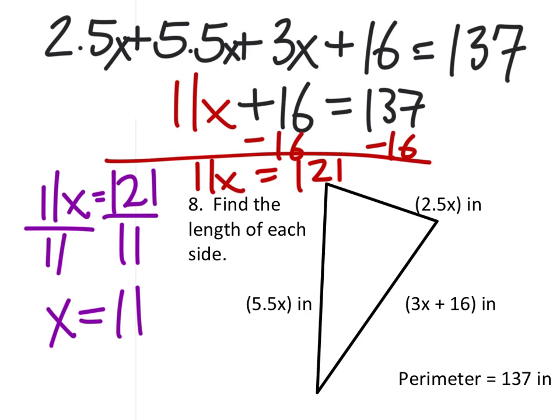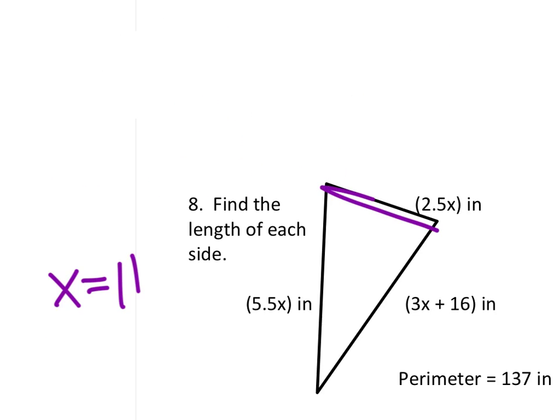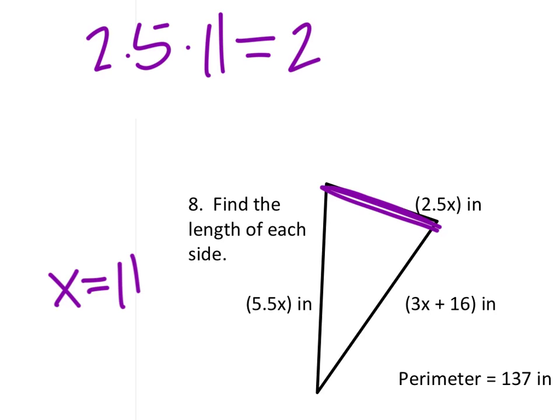In order to solve these, we still have to replace those values with 11. Let's go ahead and do that. We need to find this side. So we have 2.5 times 11. And it looks like this is going to be 27.5, I think. Let me double check that.